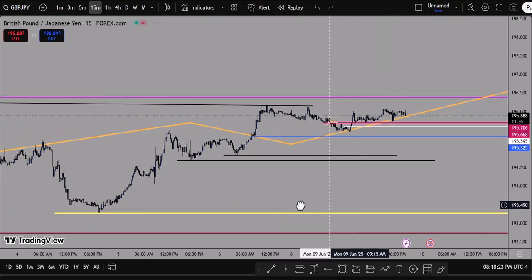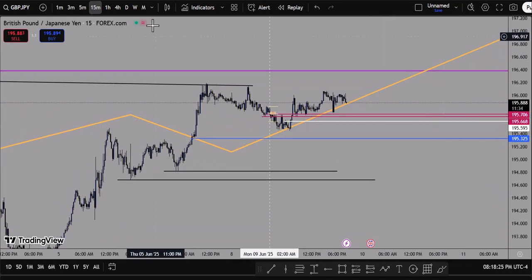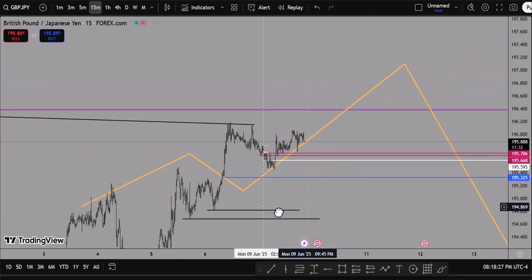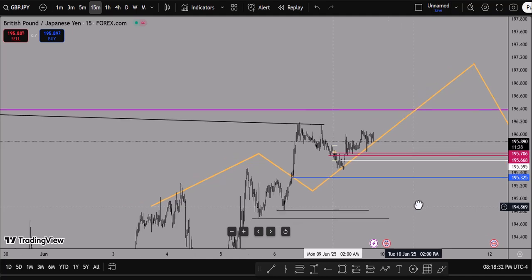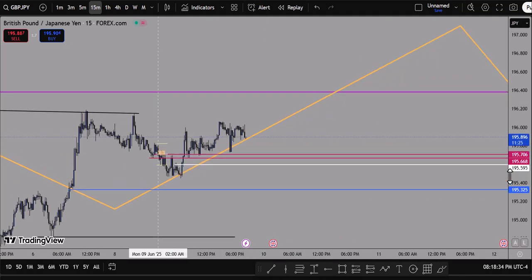Now let's transpose to the 15-minute chart as well. On the 15-minute chart, this orange line I marked here, I want to see price really go up here and then give us a bigger reversal on a longer time frame. That's why I left it.